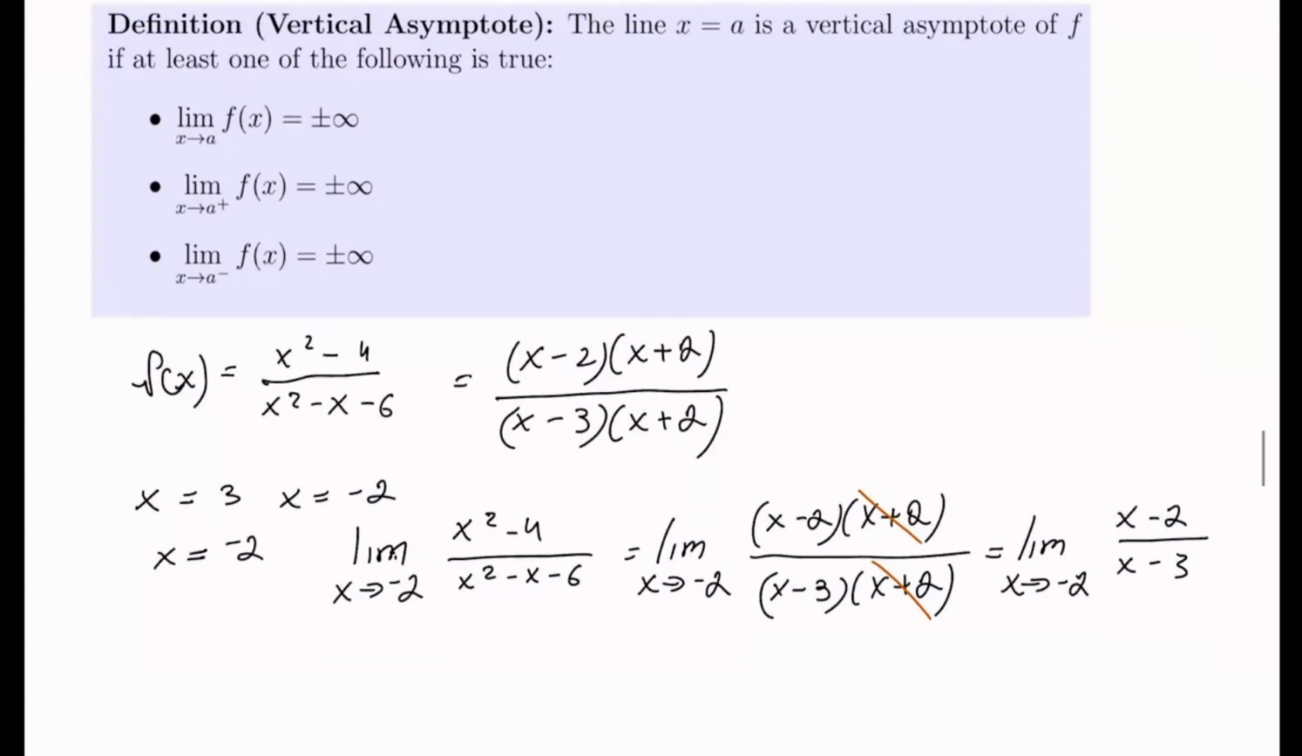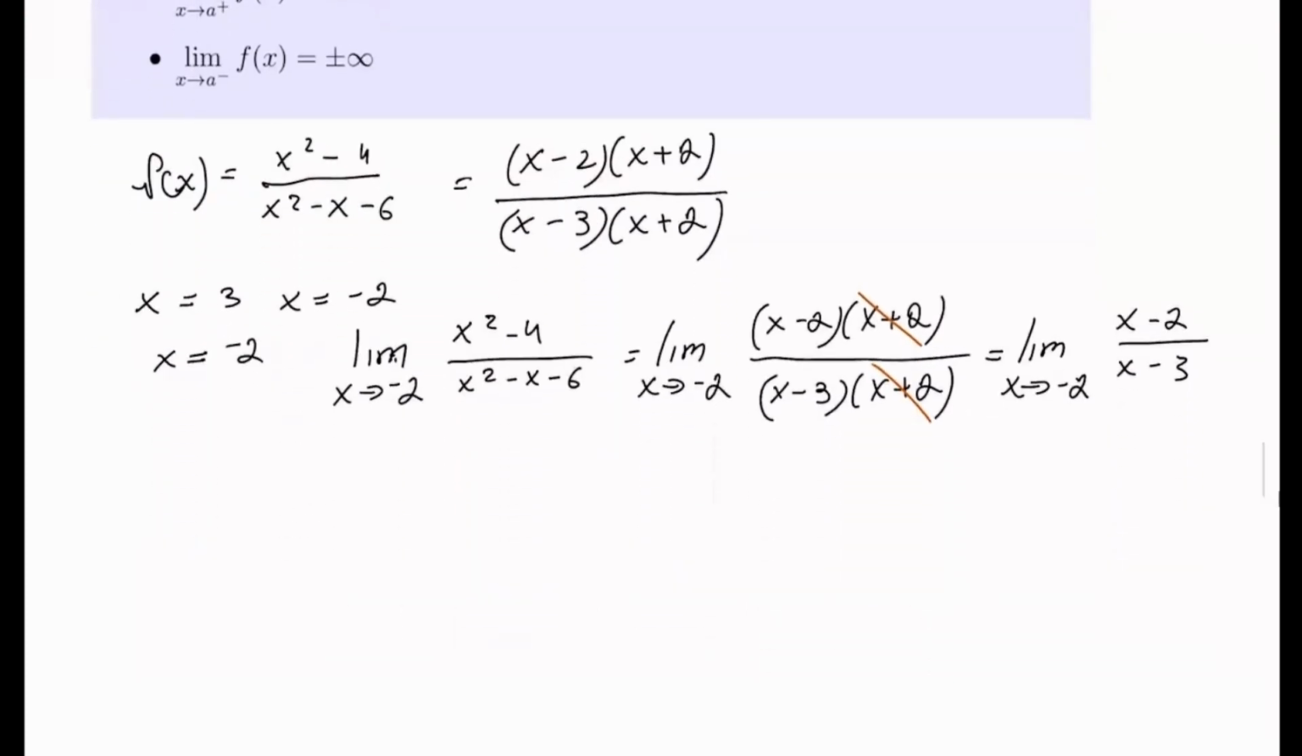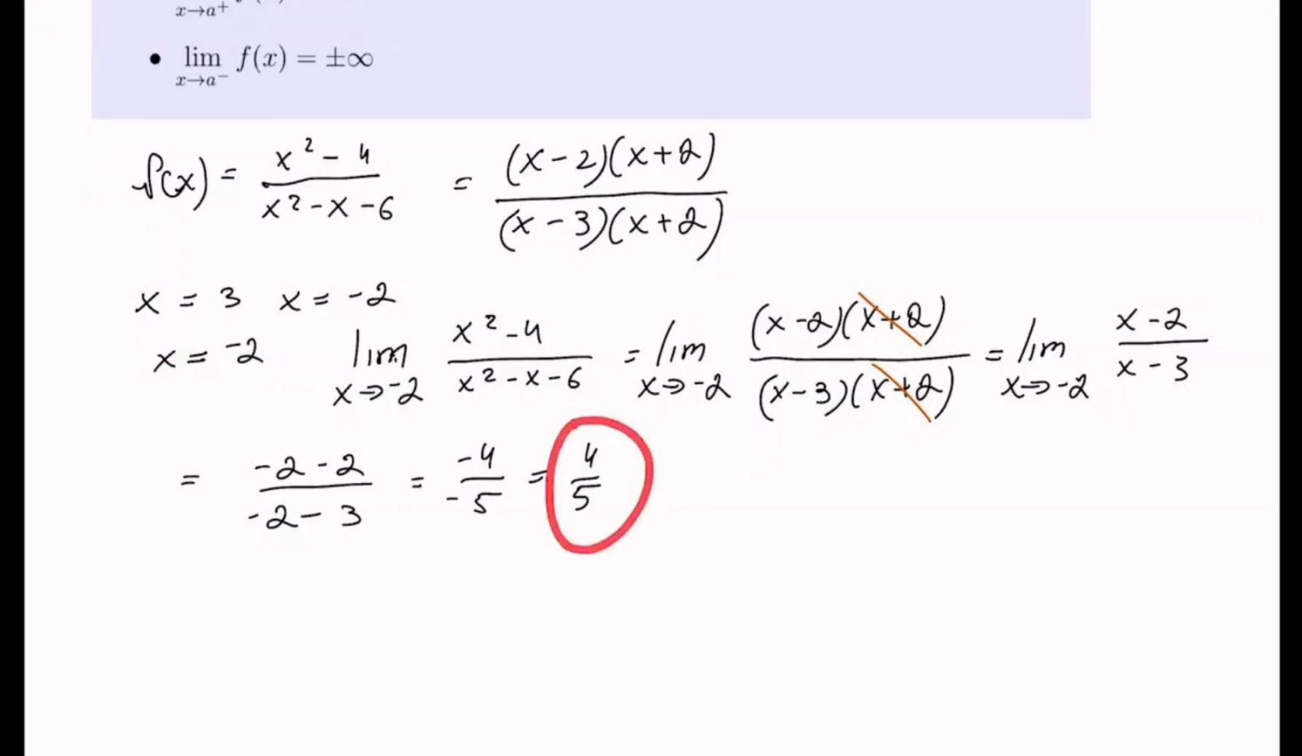Now I can try to plug in -2 directly. I have (-2 - 2) over (-2 - 3). That is going to be -4 over -5, which is 4 over 5. So this is our limit. The limit exists in this case.